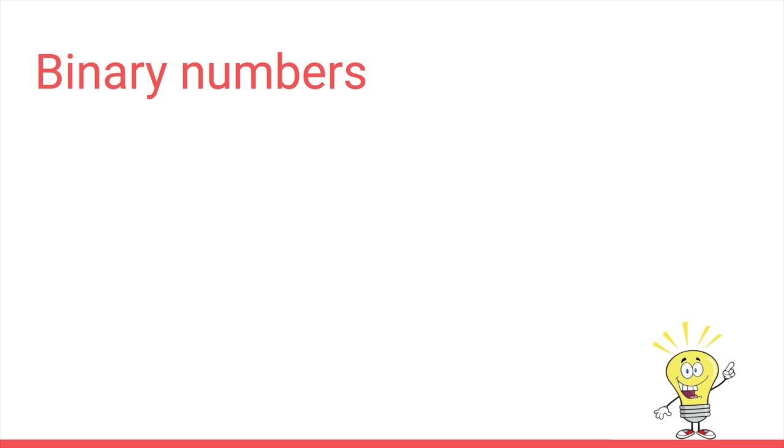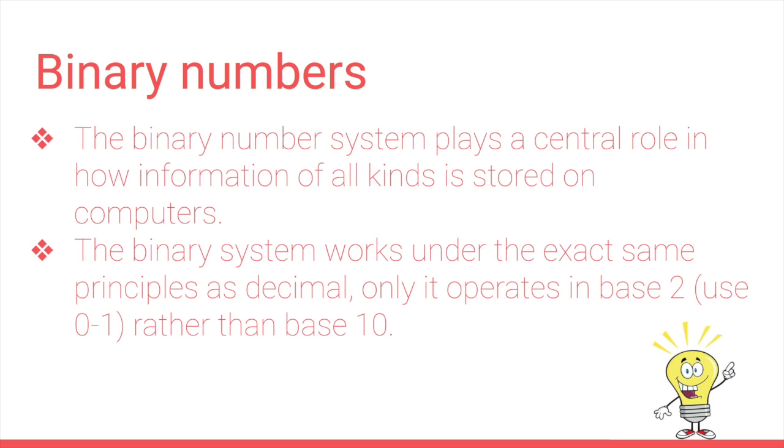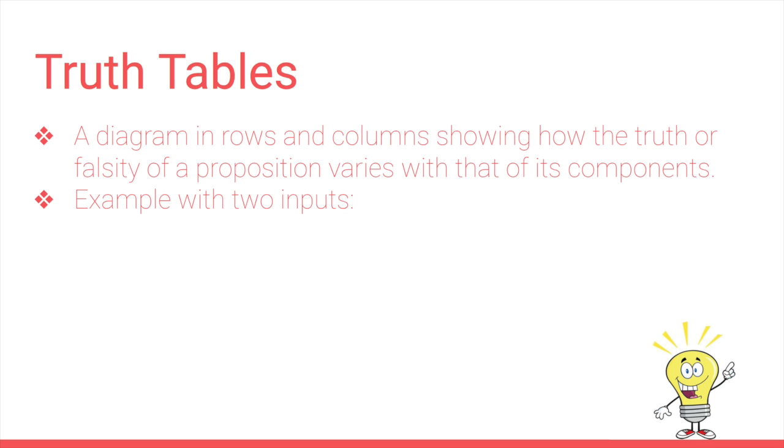In this first part we're going to talk about the basic elements of digital electronics, the logic gates. First we're going to talk about the binary numbers. The binary number system plays a central role in how information of all kinds is stored on computers. The binary system works under the exact same principle as decimal, only it operates in base 2 rather than base 10. A truth table is a diagram in rows and columns showing how the truth or falsity of a proposition varies with that of its components.